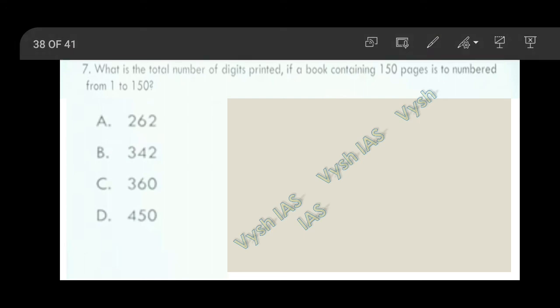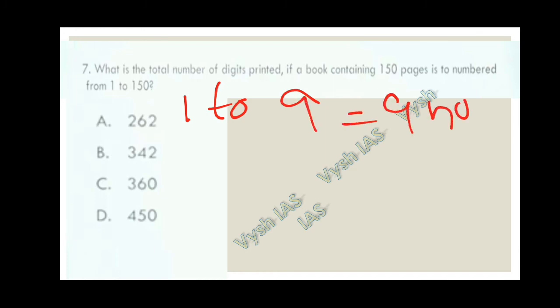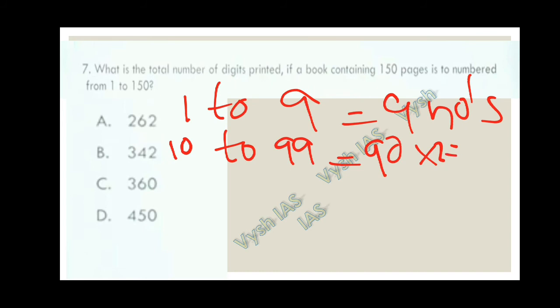Question number 7. What is the total number of digits printed if a book containing 150 pages is to be numbered from 1 to 150? They are saying total number of digits printed. So if you take 1 to 9 pages, 9 numbers are there, so 9 digits should be printed. 10 to 99, there are 90 numbers into 2 digits. So the resultant is 180.